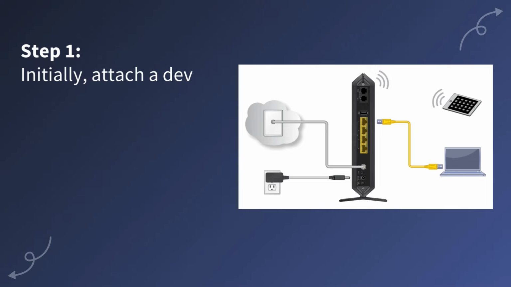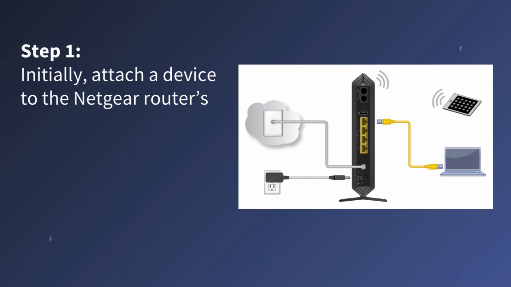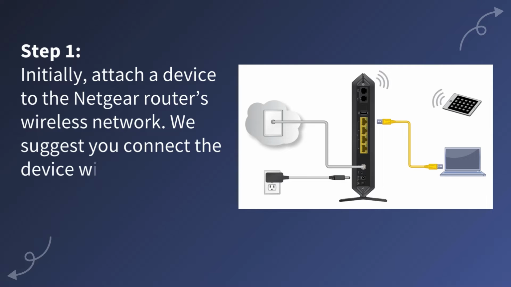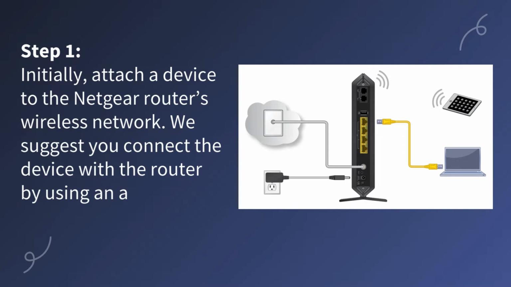Step 1. Initially, attach a device to the Netgear router's wireless network. We suggest you connect the device with the router by using an authentic Ethernet cable.